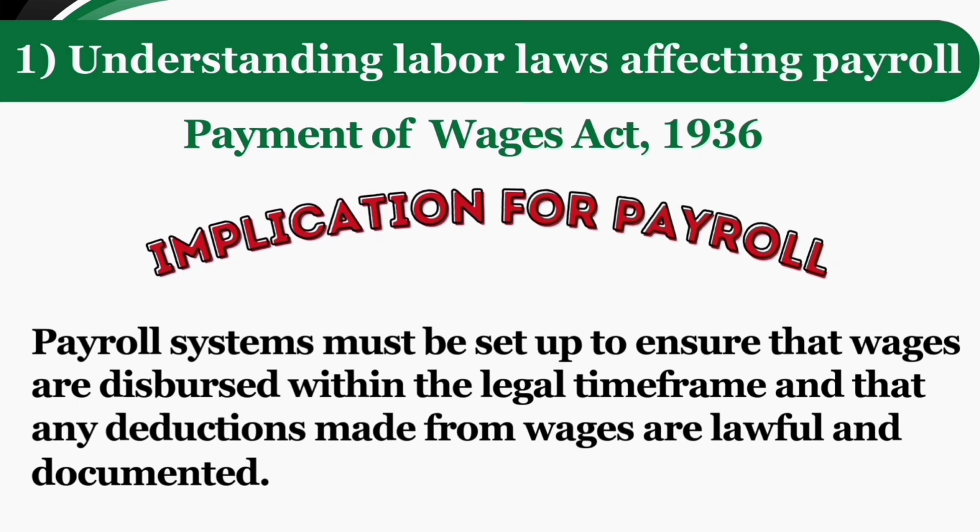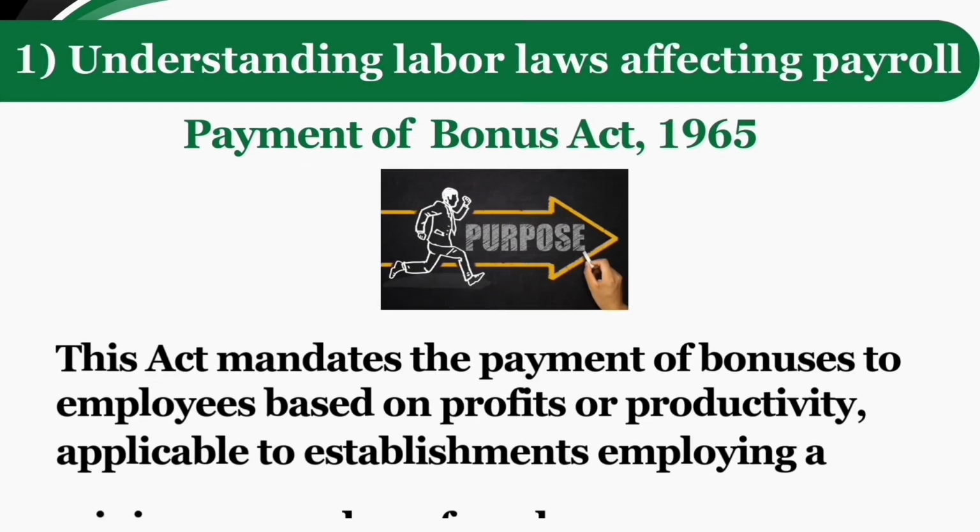Next is what is the implication for payroll. Now, payroll systems must be set up to ensure that wages are disbursed within the legal time frame and that any deductions made from wages are lawful and documented. This is important. Okay. Next is Payment of Bonus Act 1965.